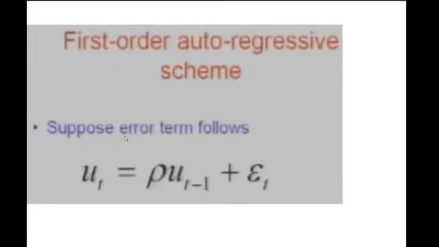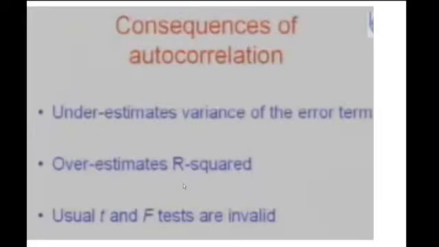This is one way to express the fact that there's autocorrelation. Basically, what happens at time t is related to what happened at time t minus 1. Some of the consequences of autocorrelation are that it underestimates the variance of the error term, it overestimates R squared, and the usual T and F tests are invalid.